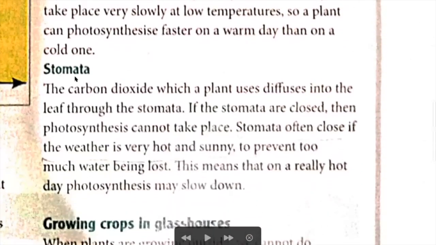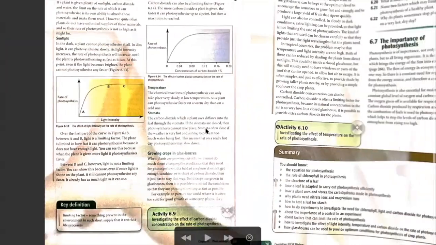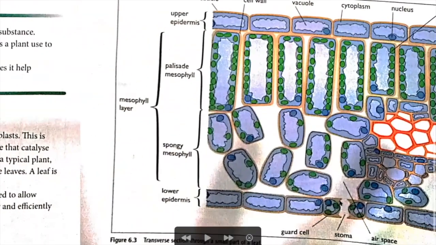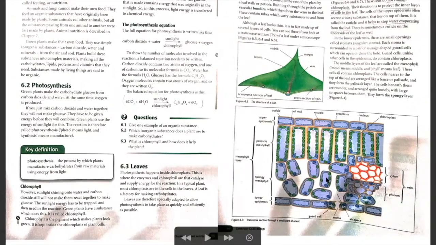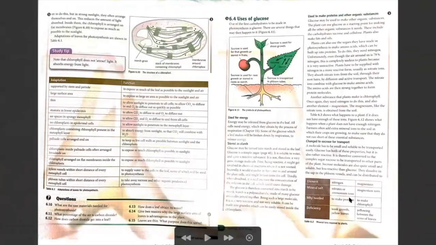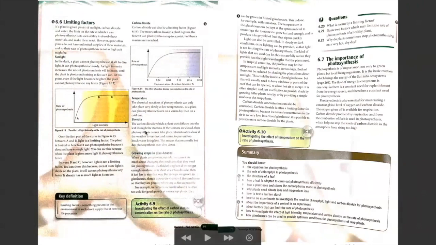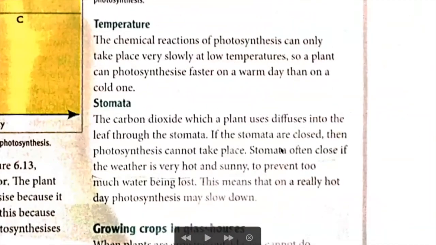Okay, the next one is stomata. Okay, stomata ni, when the stomata close, ni awak tengok ni. If the stomata is closed, then photosynthesis cannot take place. Sebab apa awak tengok kat sini? Ni cikgu tengok. Okay, bila stomata close, the carbon dioxide cannot get inside the leaf. So bila carbon dioxide tidak boleh masuk dalam leaf, can they do photosynthesis? No. Boleh faham? Itu maksudnya. When the stomata close, the photosynthesis cannot take place. Tapi if the stomata open, so the photosynthesis can take place.